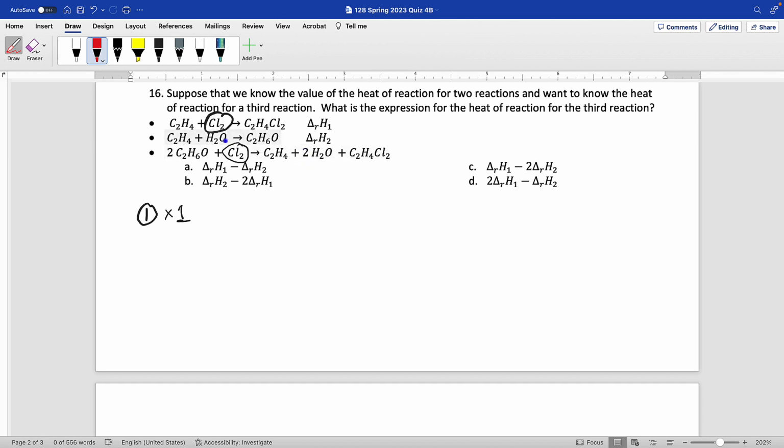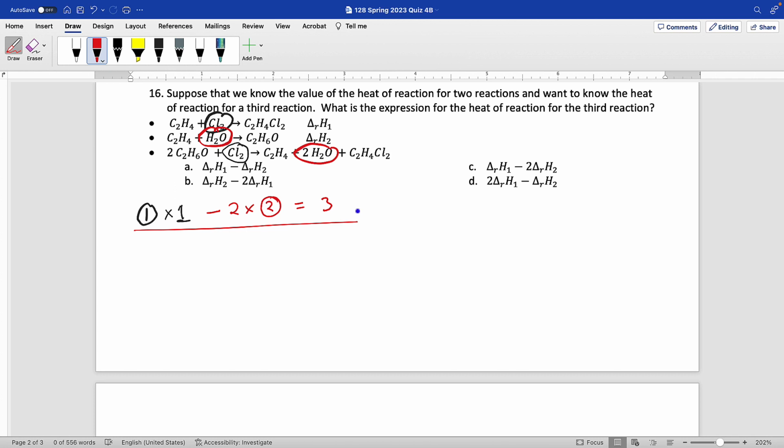We do see water only appears in one place, here and in our target reaction. But notice in our target reaction, it appears twice over, and it appears as a product, not a reactant. So that means we're going to have to put a minus sign in front of our reaction number 2. Okay, so my claim is that if we do that, we'll end up with reaction 3. Let's see if that's actually true.